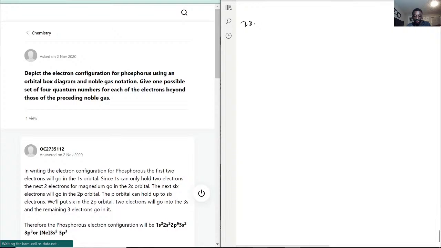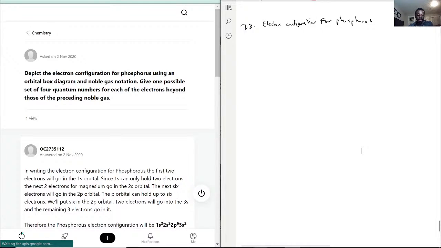Depict the electron configuration for phosphorus using an orbital box diagram and a noble gas notation. So, the electron configuration for phosphorus using an orbital box diagram and noble gas notation.